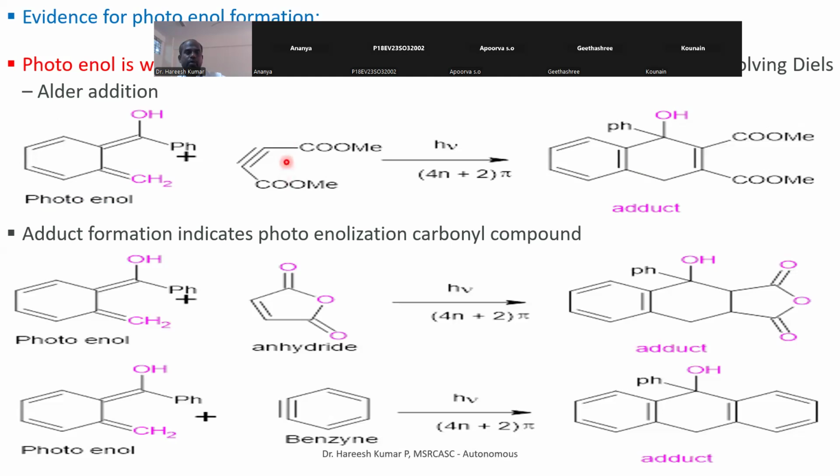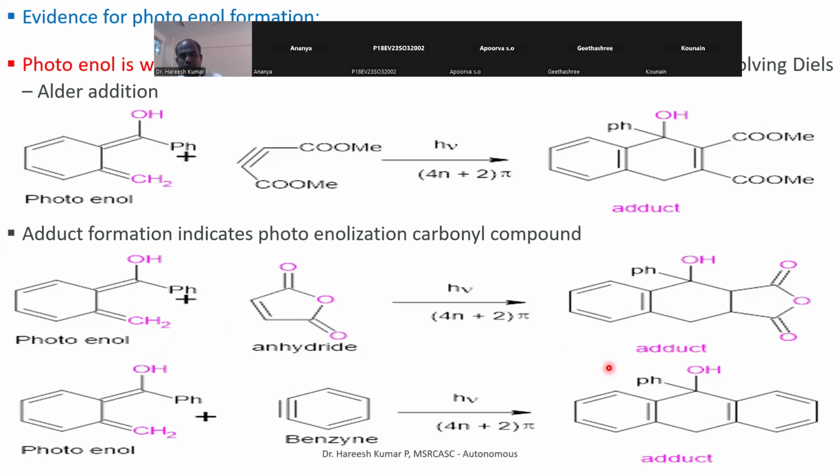Here are three examples, all three having different dienophiles, but the diene is the same. What is the diene here? Photoenol is the diene, and the products are all adducts. Adducts means 4 plus 2 cycloaddition adducts, and in all these cases, endo will be the major product because it is a 4 plus 2 cycloaddition. What is endo? These groups should be towards the newly formed diene, here between these two carbons. So where is that diene? This is the diene. That means these groups are towards the inside of the moiety.